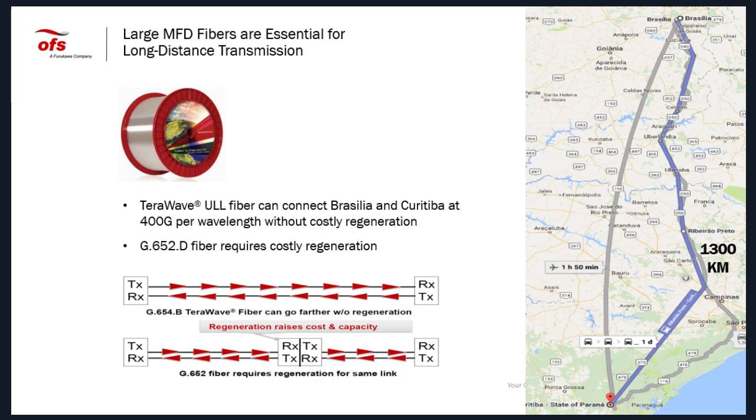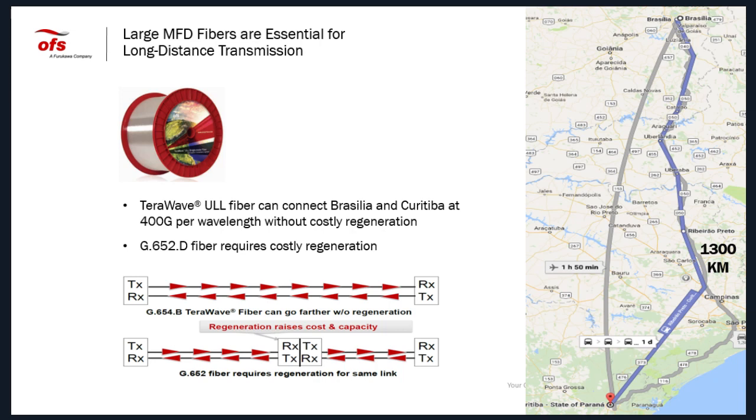So if we use the standard single mode optical fiber, which is the J652D, we need an electrical regenerator in the middle to regenerate the signal. But if we use the large mode field diameter fiber, which is a TeraWave ULL, we don't need any electrical regenerator between the two cities. Knowing that the regeneration of one wavelength costs roughly $40,000.